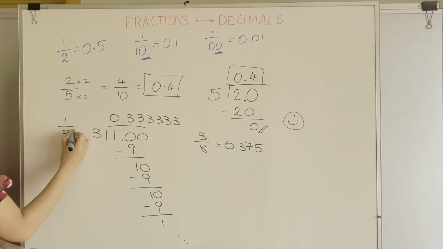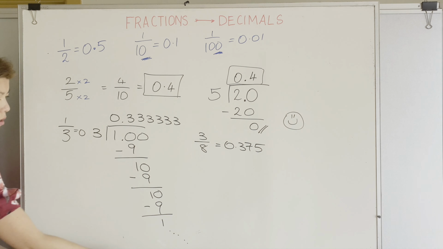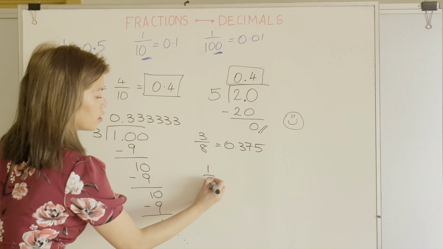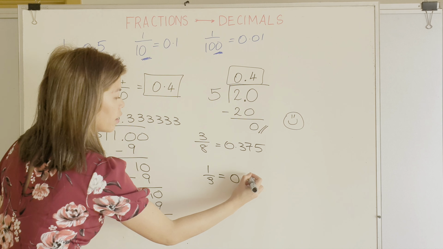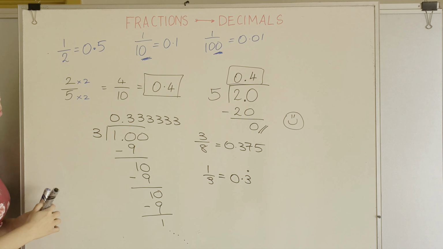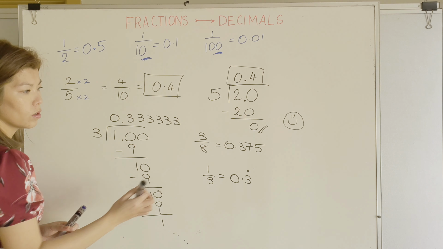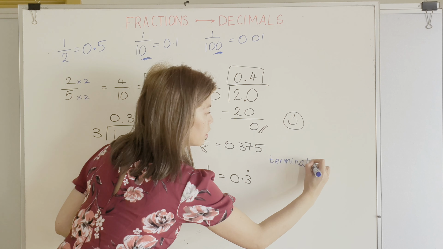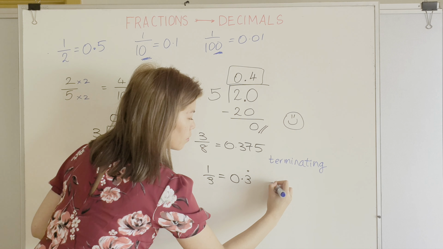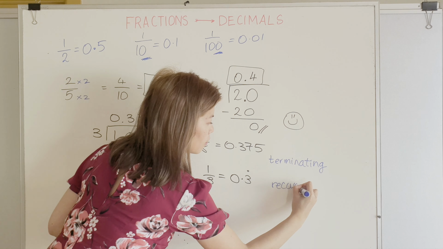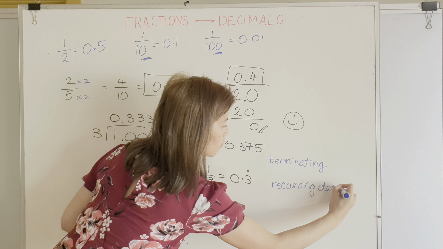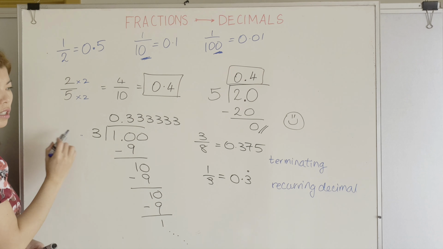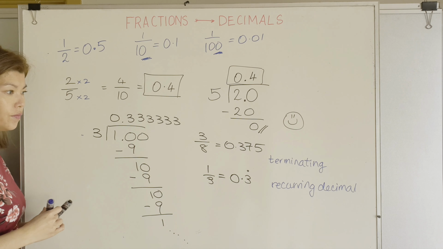forever. So 1/3 is equal to 0. Oops, no space. Let me put it over here. 1/3 is equal to 0.3 recurring. So whether you're doing a terminating decimal or a recurring decimal, you can use the same method. You have to use division if you don't want to use a calculator.